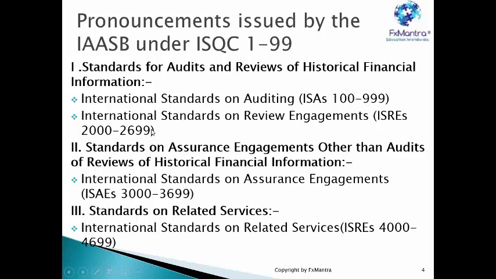Looking at the other side of it, if we are doing assurance engagements which are not exactly audit or review of historical financial information, then we have ISAEs, International Standards on Assurance Engagements, 3000 to 3699. It also has a wing for any other kind of related services, which are the International Standards on Related Services, ISRS 4000 to 4699.